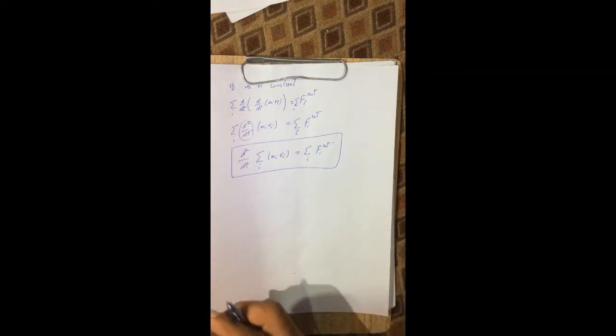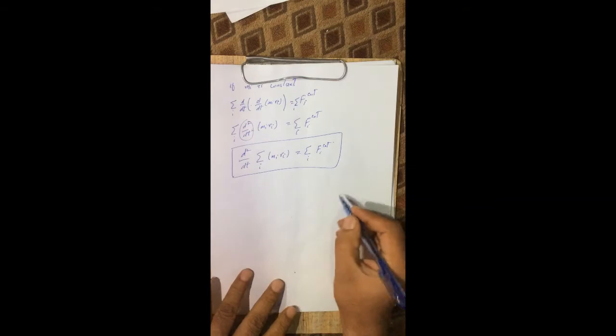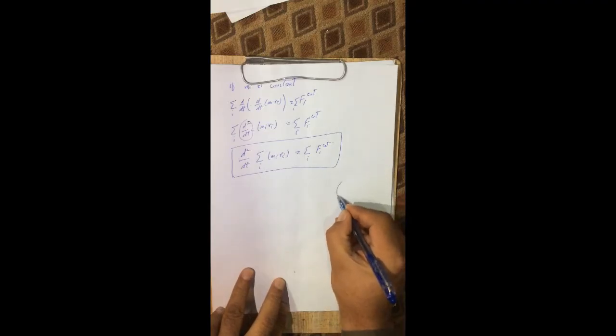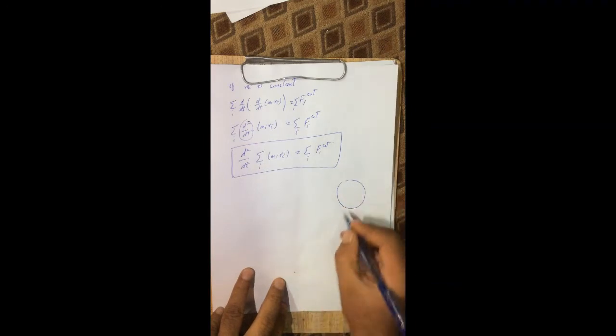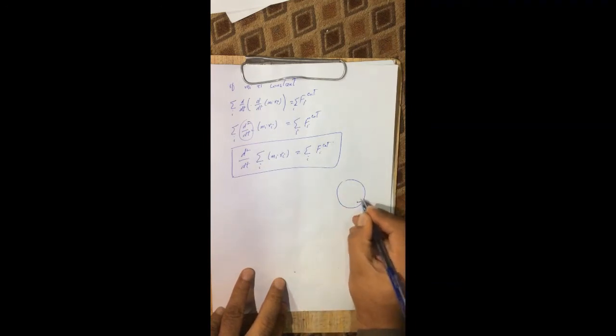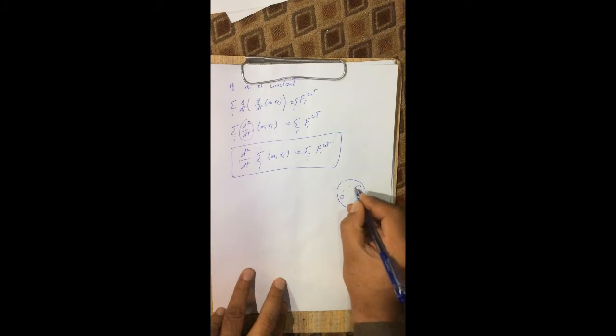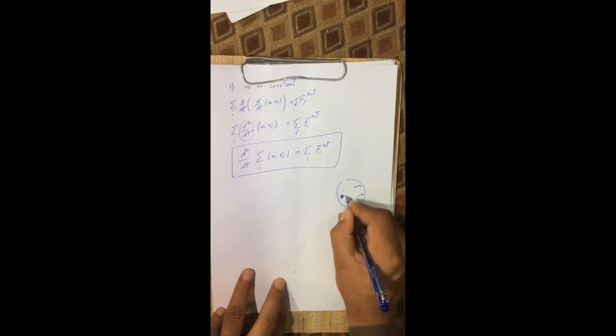Okay, next I will consider my system consisting of n particles with masses m1, m2, m3 up to, let's say, mn. This is another particle, the last particle. Its mass is mn.